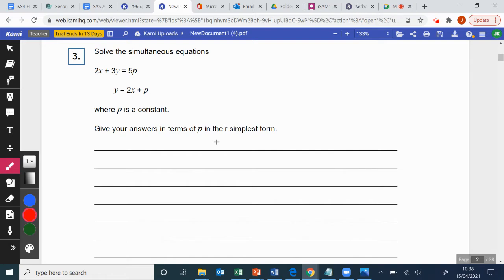Some people might look at this question and go, what? But there are three unknowns. That's okay. All we want is to work out the values of x and y in terms of p. So let's go through it.